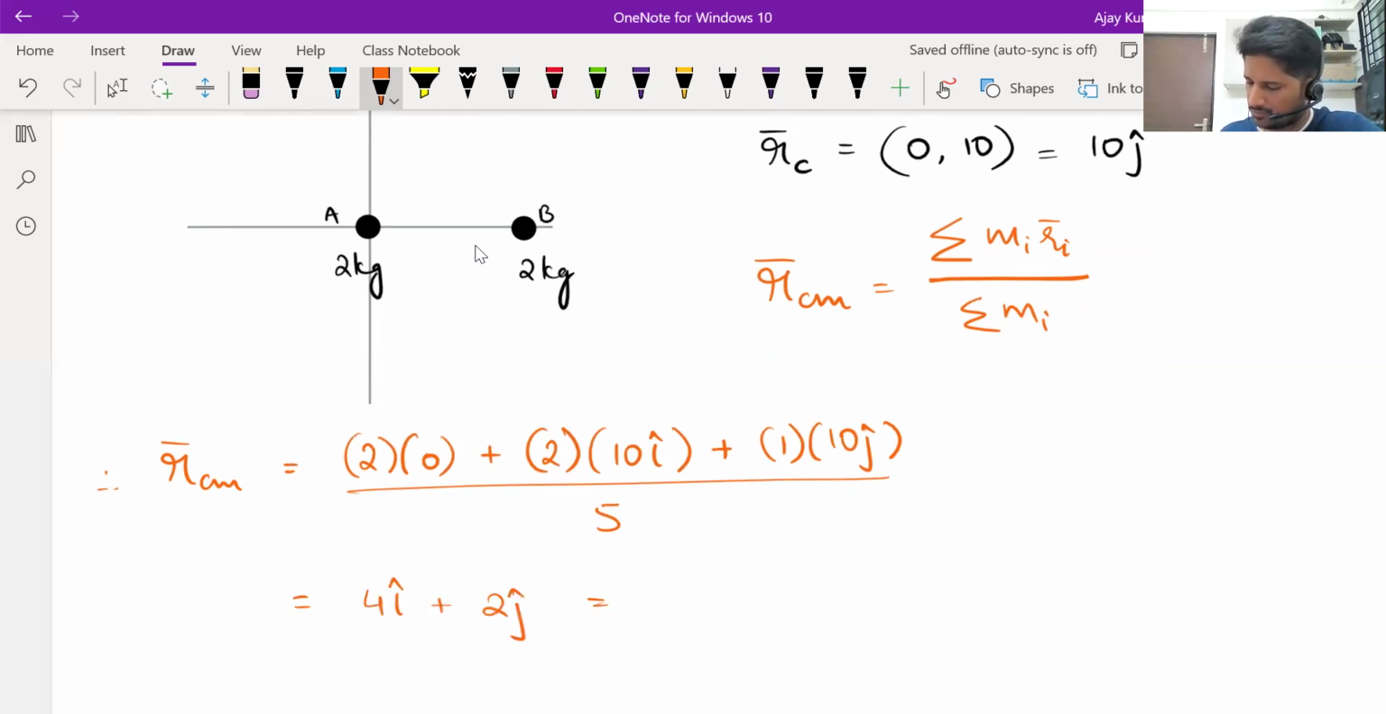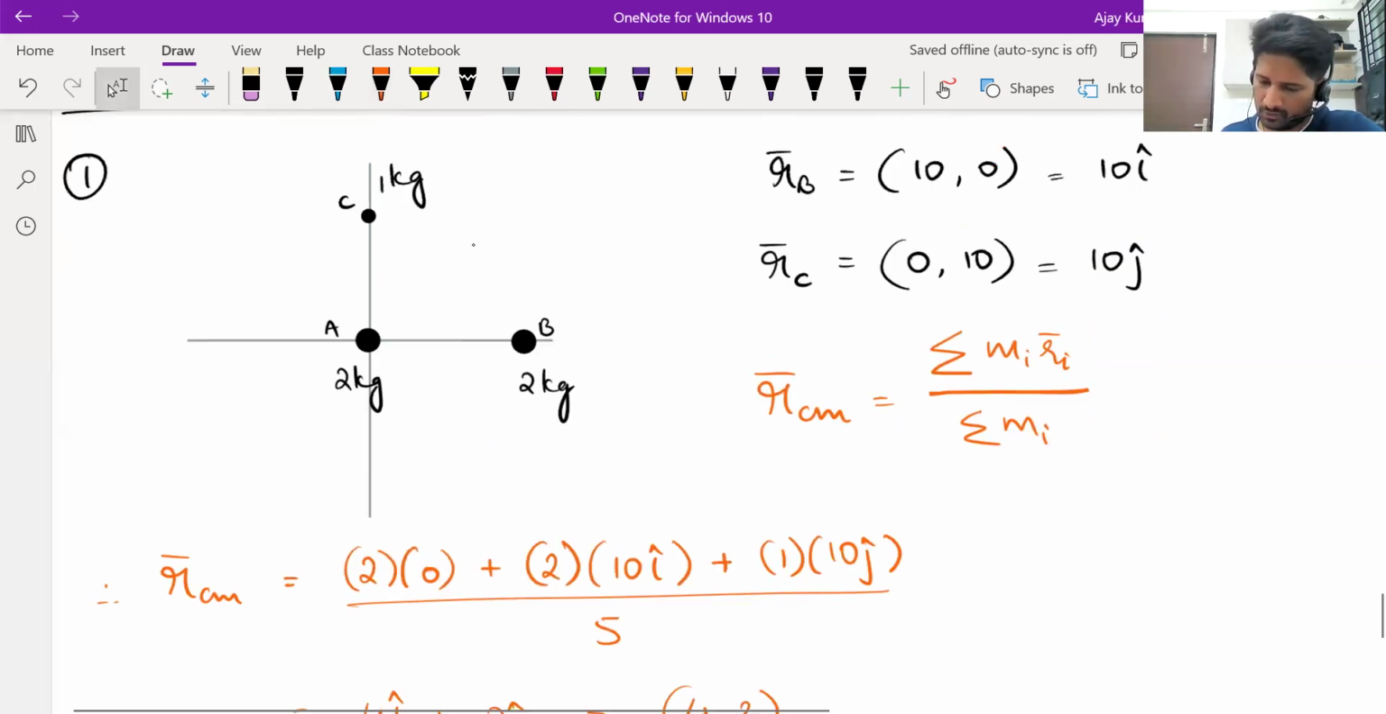Basically, that means 4, 2. Okay, 4 here, 2 here. The center of mass of this system lies here. Okay, I'll call it as O. That point is the center of mass of this 3-particle system. Any doubt in this solution?